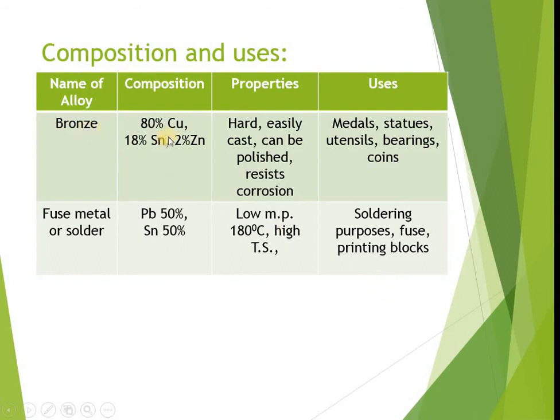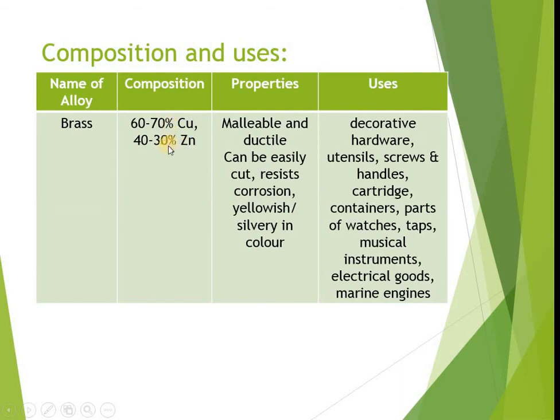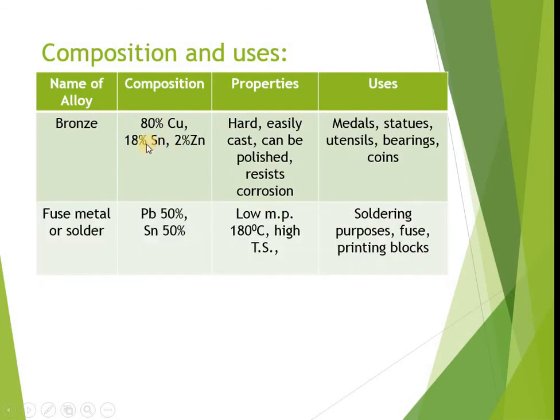Then is bronze. Here the composition is copper, tin and zinc. This is the difference between brass and bronze: in brass there is no tin, while in bronze there is tin and 80% copper. Again copper is the solvent over here. It is hard, easily cast, can be polished, and resists corrosion. It can be used for making medals, statues, utensils, bearings and coins.